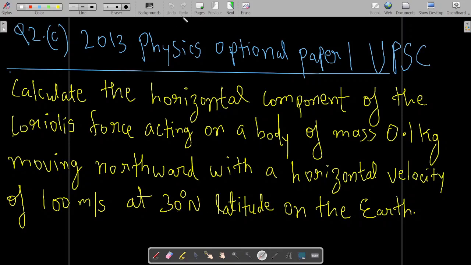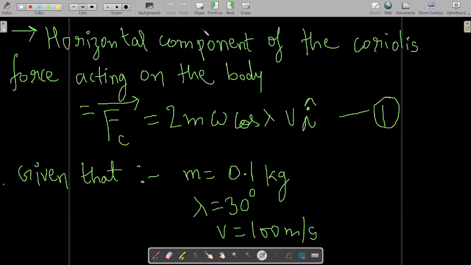Let us see the horizontal component of the Coriolis force acting on the body. So Fc vector, that is the horizontal component of Coriolis force, will be 2m omega cos lambda v i cap. In order to show the horizontal direction, I am using the symbol i cap. Okay, 2m omega cos lambda v, this is the formula.